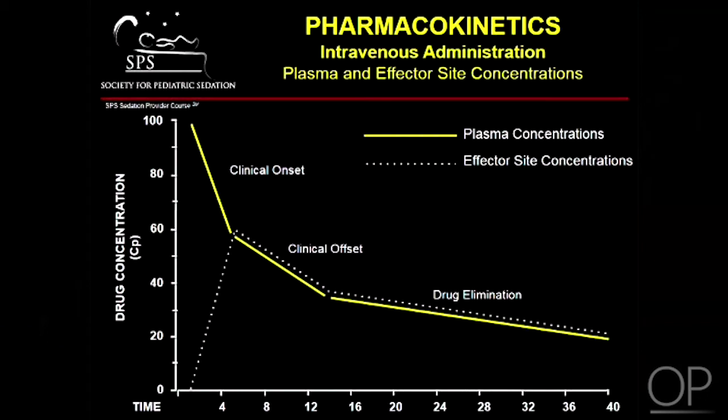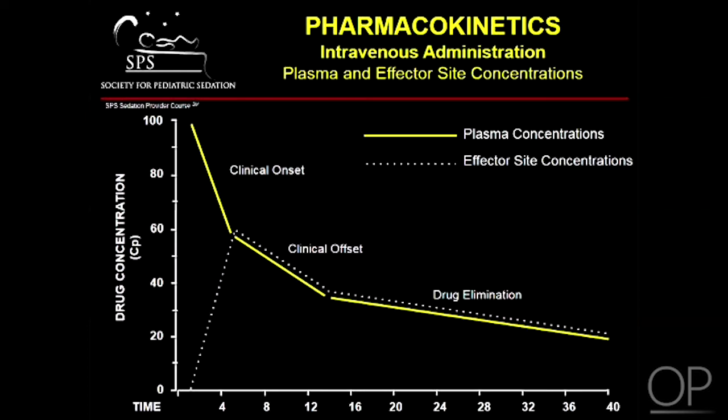Another way to visualize the distribution of intravenously administered sedative drugs in the body is to observe the concentration of the drug in the plasma over time. On this graph, the plasma concentration is on the x-axis and time is on the y-axis. Following intravenous administration, there is a rapid fall in the plasma drug concentration as the drug distributes out of the plasma into the central nervous system. This is the time when the onset of a clinical effect occurs.